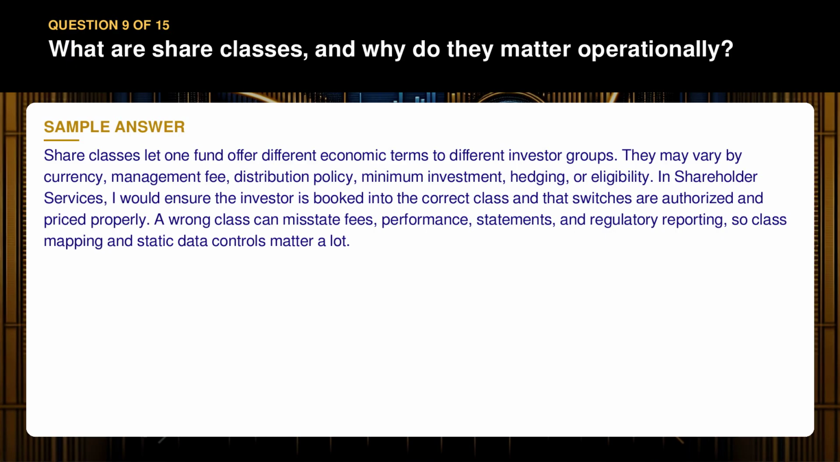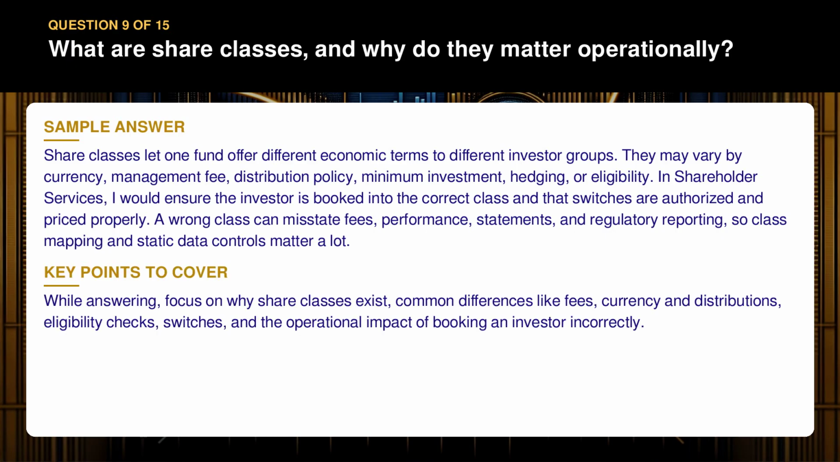In Shareholder Services, I would ensure the investor is booked into the correct class and that switches are authorized and priced properly. A wrong class can misstate fees, performance, statements, and regulatory reporting, so class mapping and static data controls matter a lot. While answering, focus on why share classes exist, common differences like fees, currency, and distributions, eligibility checks, switches, and the operational impact of booking an investor incorrectly.